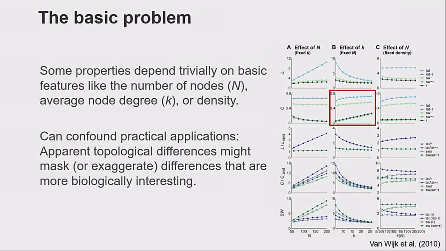Say you want to compare two networks that have different numbers of nodes, maybe two groups that had different parcellations, and you find some difference in some measure. How do you know that the difference was not just due to the different size of the networks? This might exaggerate some effect or hide some effect. So you want some way of teasing these features apart.